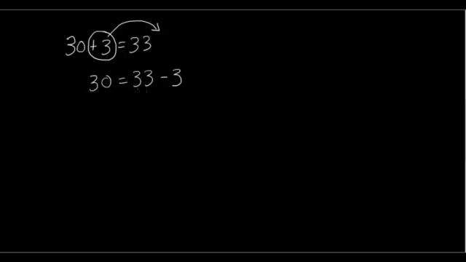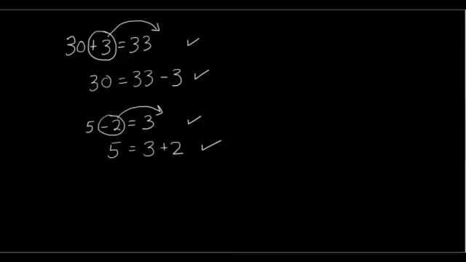The left hand side still equals the right hand side. So this equation is valid. So here we have two valid equations. Okay, so I just want you to practice that on this equation here. Let's do 5 minus 2 equals 3. Okay, so we can move the minus 2 to the other side, which becomes 5 equals 3 plus 2. And both of these equations are valid.